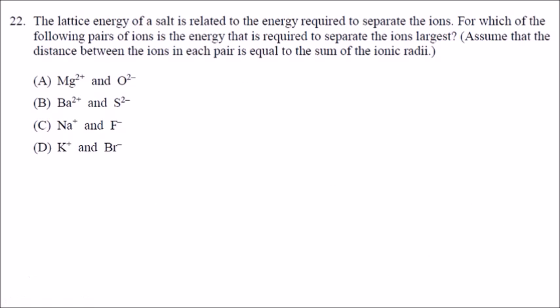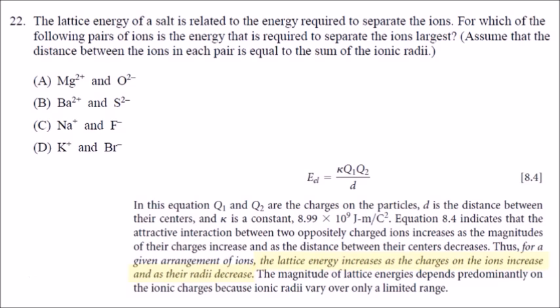Number 22 talks about lattice energy. Let's remember Coulomb's law. In Coulomb's law, the lattice energy increases as the charges on the ions increase, which means that a +2 -2 attraction would have a greater lattice energy. So the correct answer is either C or D because of the magnitude of the charges. It also says lattice energy increases as their radii decrease. So which of these pairs of ions have a smaller ionic radii? That would be the best choice. Now barium and sulfide are larger in size than magnesium and oxide. So the correct answer, higher magnitude of charge, smaller ionic radii, is A.